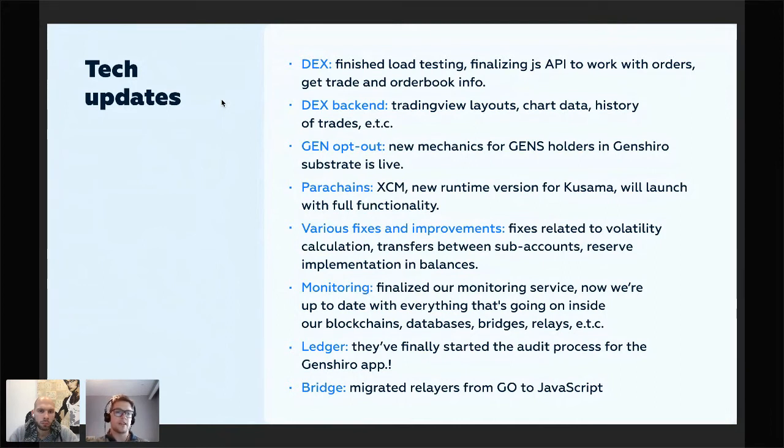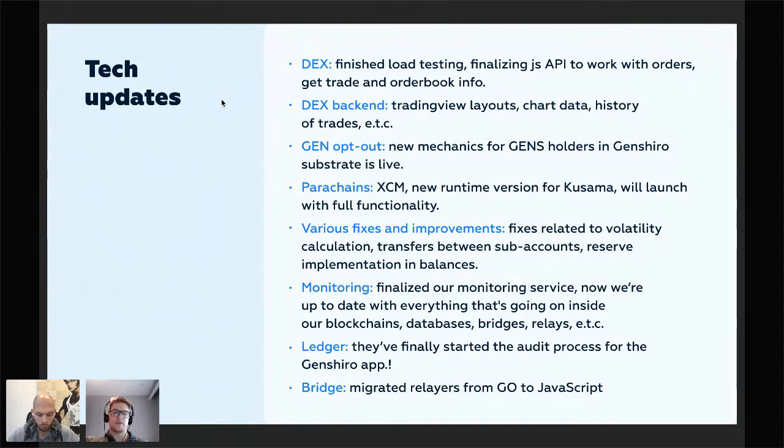And finally, last but not least, we worked a lot on our bridge. As you know, we have this relay setup where relayers monitor different blockchains and relay messages between them. Initially, these relayers were written in the Go language, so we decided to migrate them to JavaScript, which would simplify their handling and troubleshooting. We did that, and we're currently testing it in our testnets. So we will definitely be launching that into production soon.